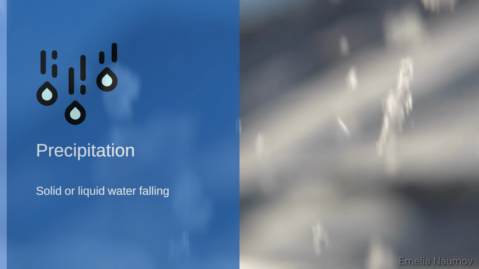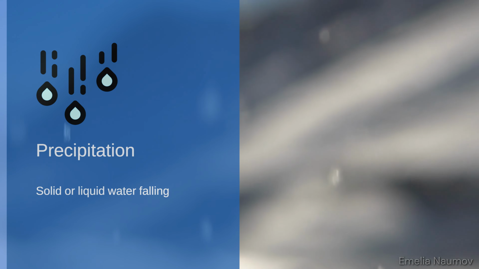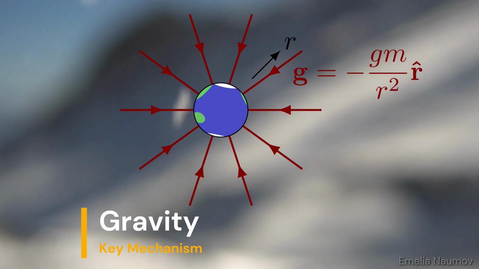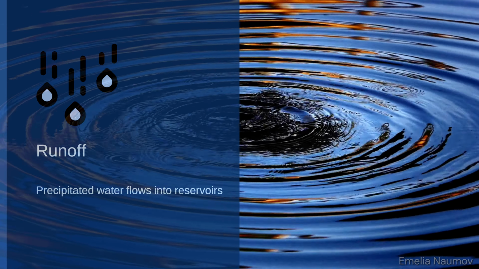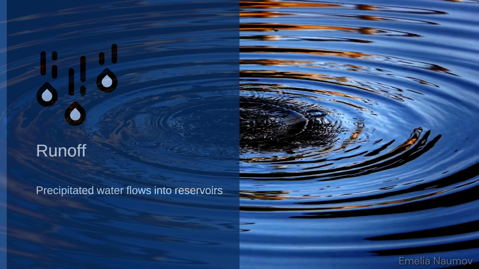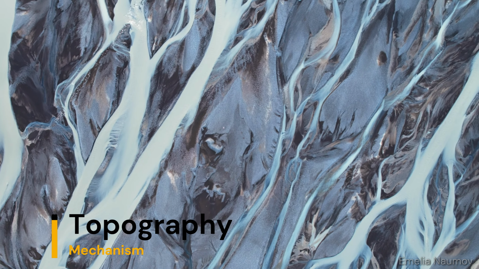Precipitation is when water as either a solid or liquid falls, for example snow, hail, or rain. The main mechanisms driving this process are condensation and gravity. Runoff is when precipitated water flows down land surfaces into reservoirs, replenishing them. The mechanisms involved in runoff are gravity, incline, and topography.